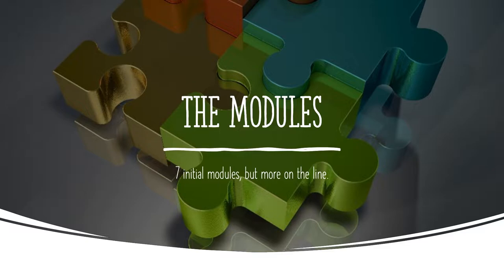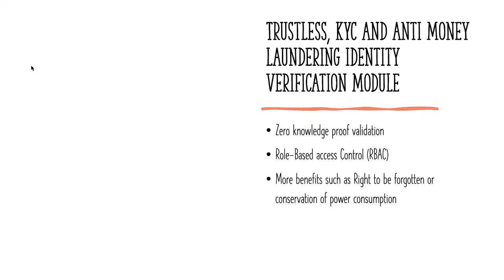Initially, there have been 7 modules introduced with Alliance Block. There will be more coming, and of course the sky is the limit. Each of these products is good enough to be yet another small cryptocurrency with a token of its own, so I think it's very worthwhile to briefly talk about some of these modules. Let's start with a trustless KYC and anti-money laundering identity verification module.